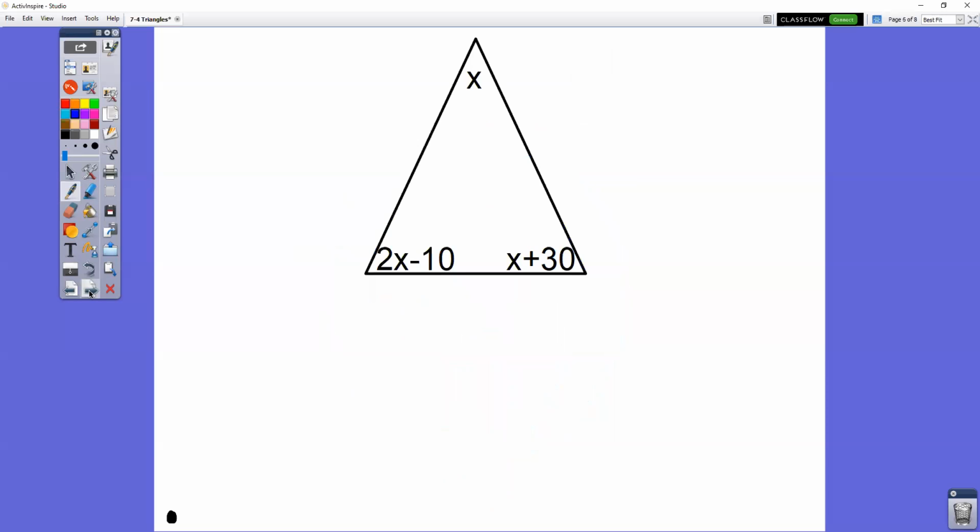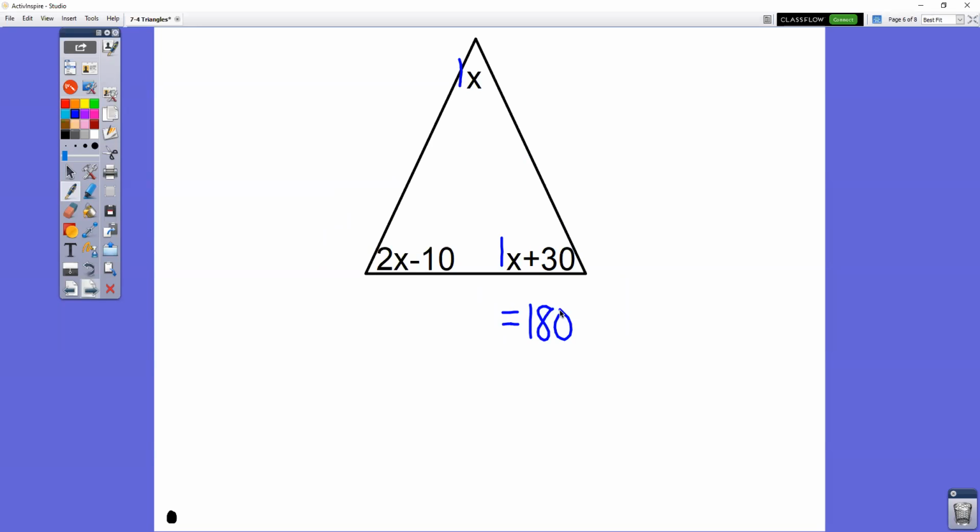Now, these do get a little bit more complicated. They get more complicated when you have pluses and minuses after your x. Remember, you want to add together all of your like terms. So we're going to set it equal to 180 again, because every triangle adds up to 180. Add together your x's and your x's.